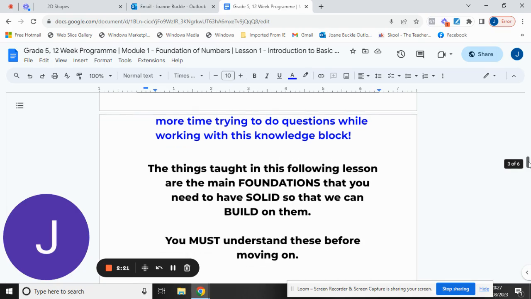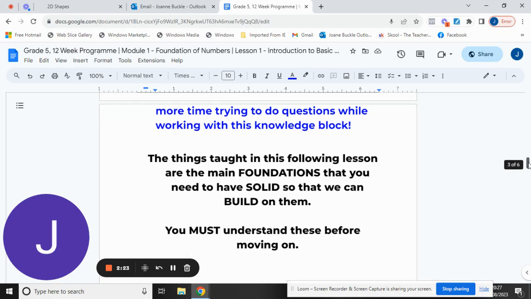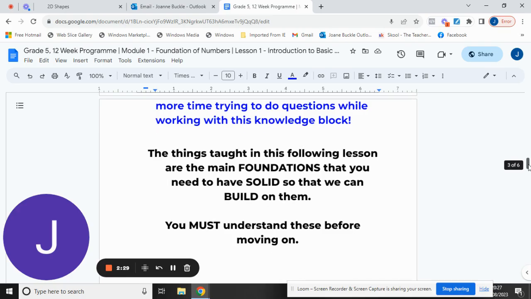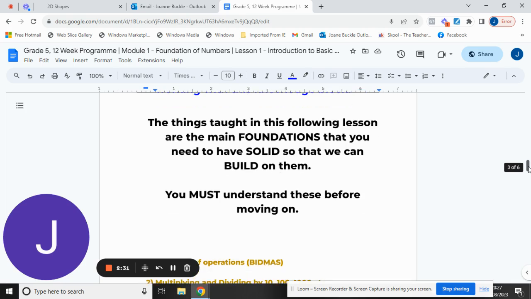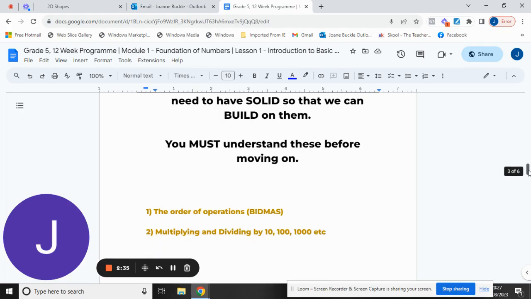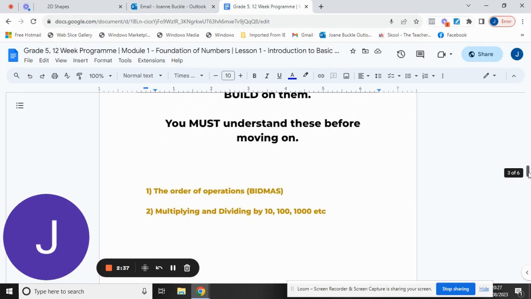So the things that are taught in the following lesson are the main foundations that you need to have solid so that we can then build on them in future lessons. You must understand these before moving on. That means if you don't get them the first time, look back over it. If you don't get them the second time, look back over it. Keep going, please, until you are confident.